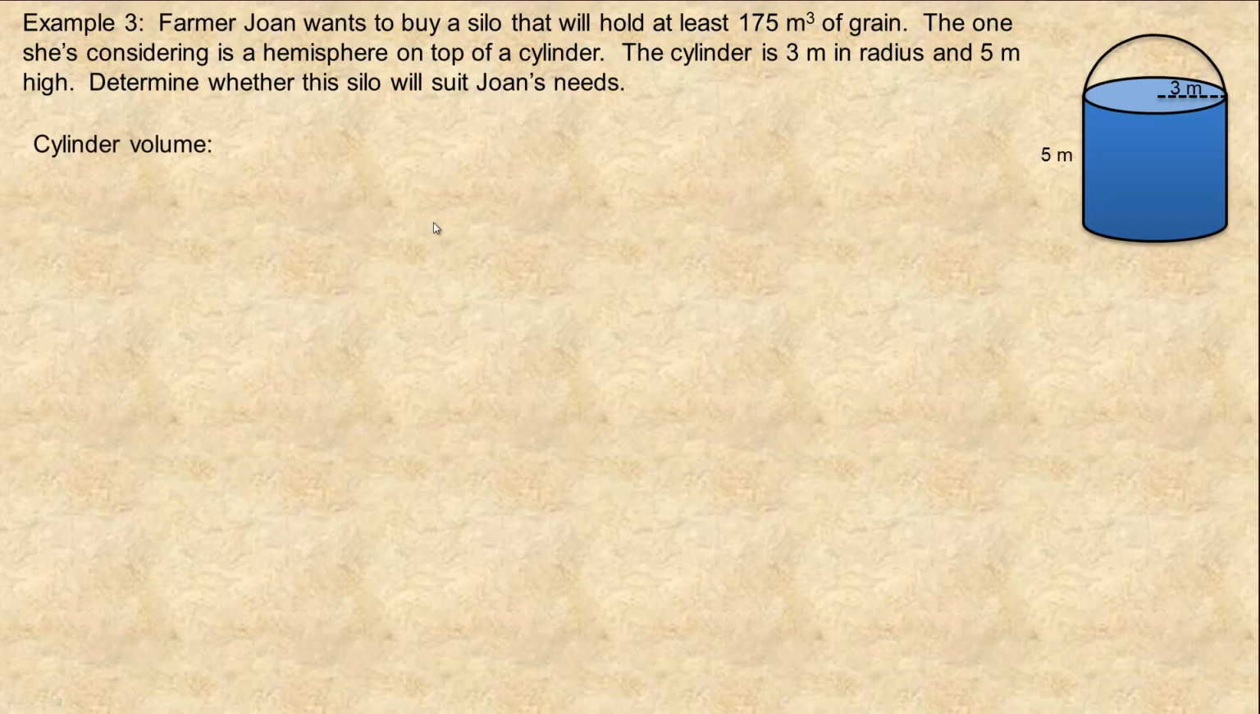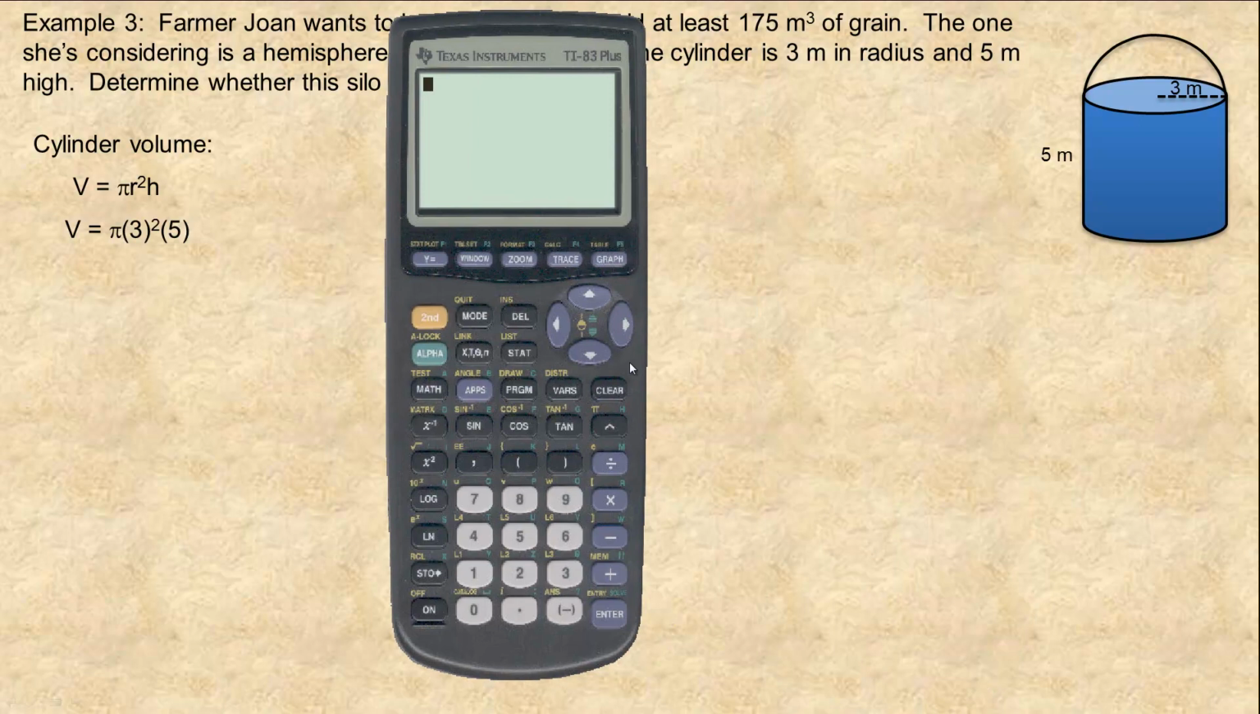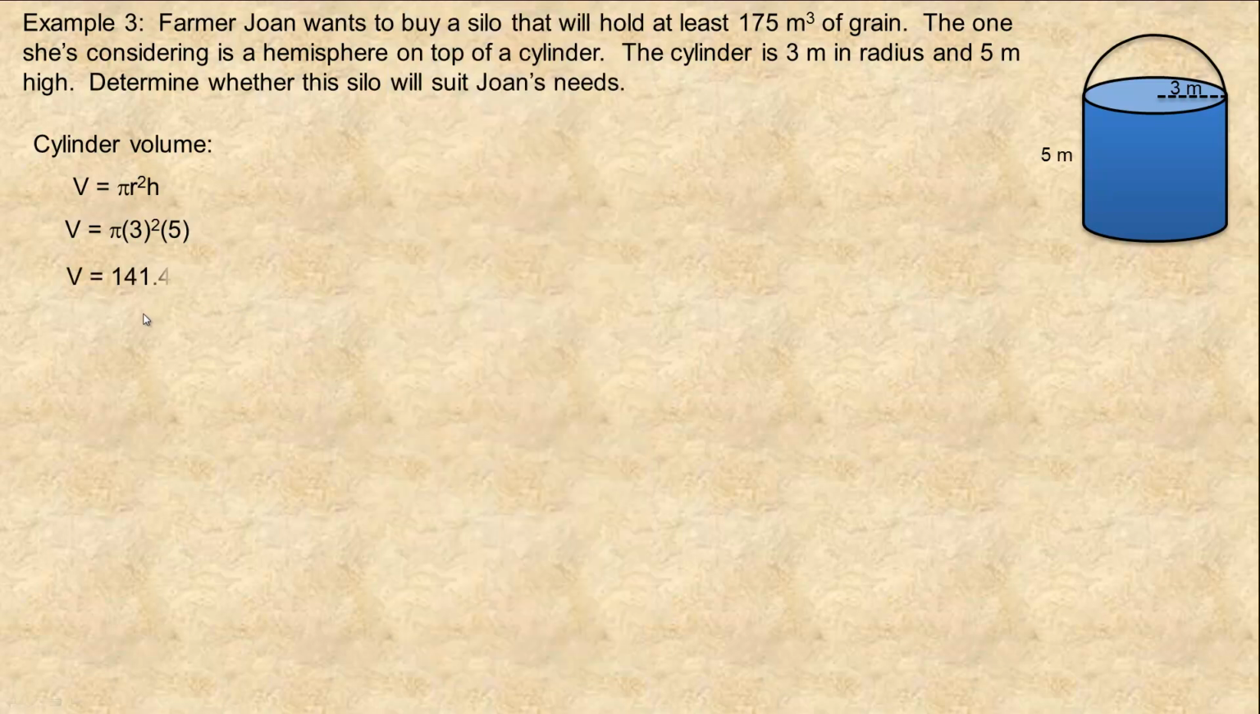So we're going to find the volume. We've got two different shapes here. We're going to find the volume of each one separately. So for the cylinder, that's the volume of a cylinder. We're given the radius is 3 and the height's 5, so we'll fill in those in place of the radius and the height. So pi times 3 squared times 5. So this works out to about 141.4.